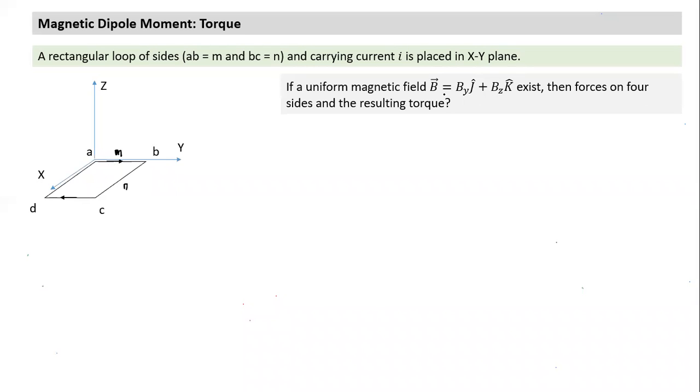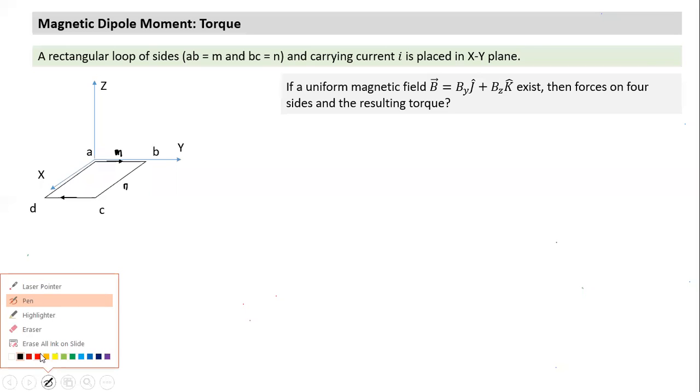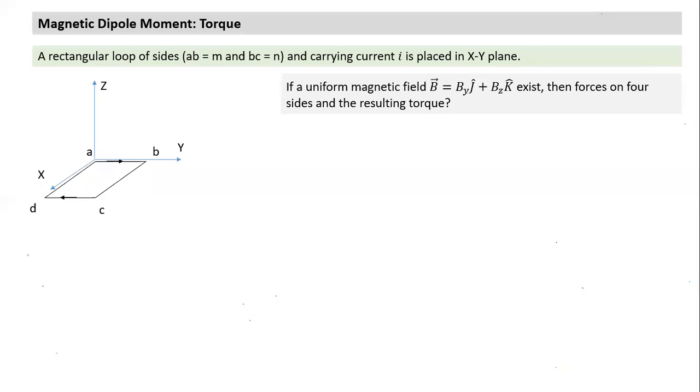If this field existed, can we mark the forces on the 4 sides and the resulting torque? Again, can we mark the forces on the 4 sides? Actually, what happens is that forces act, and the forces will result in torque. So can we mark forces? To mark forces this time, let's use a slightly different approach.